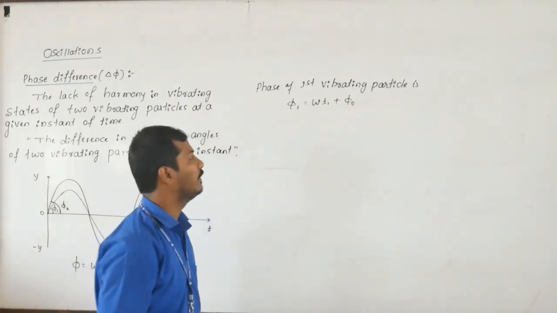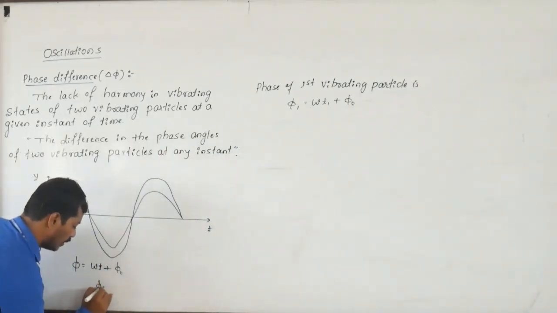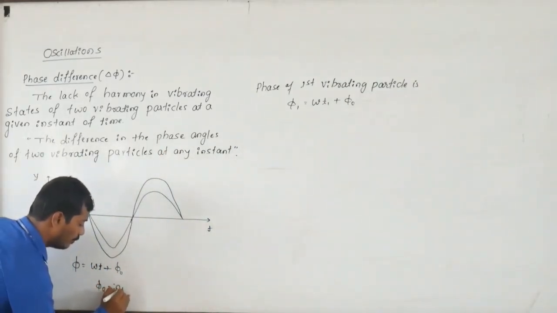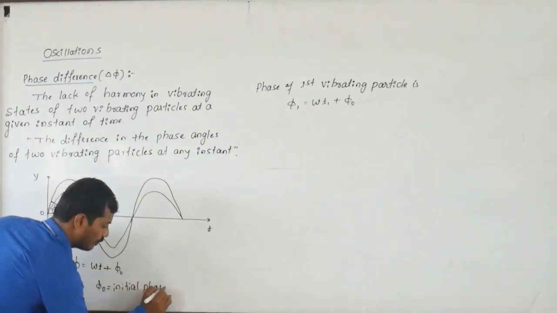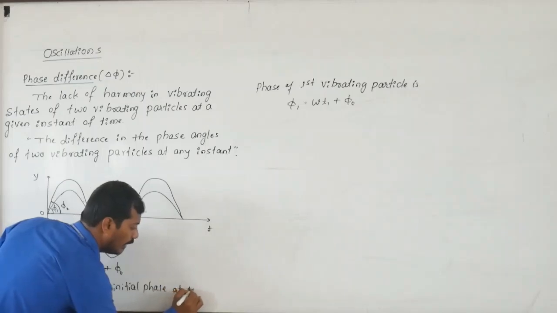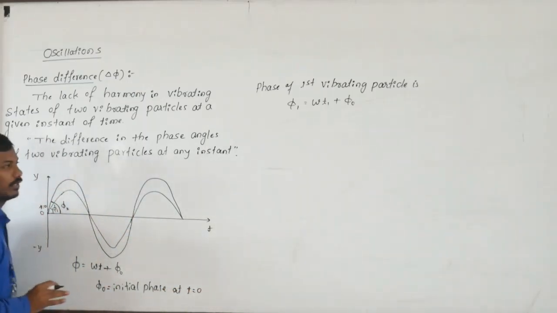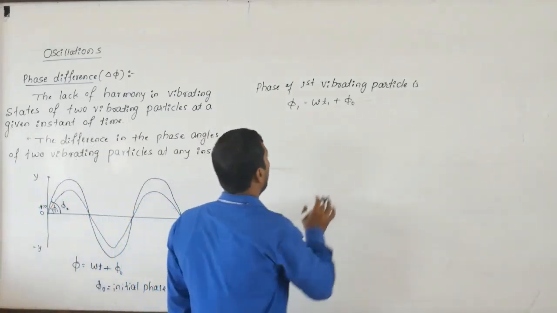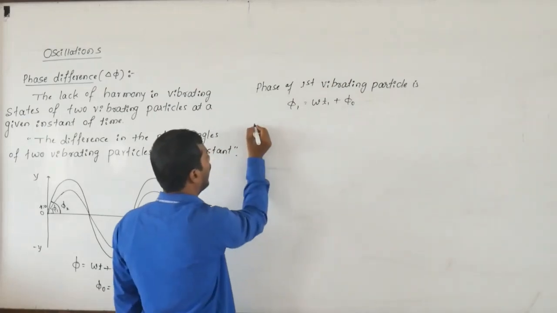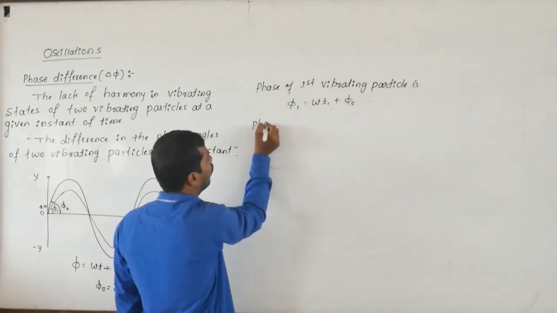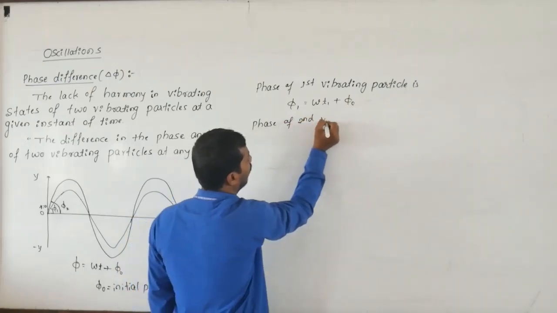and the initial phase of every particle should be the same. The initial phase is nothing but the phase at time t equal to 0. At t equal to 0, the initial phase is 0, always the same here. Okay, this is the phase of the first particle, and next, the phase of the second vibrating particle.